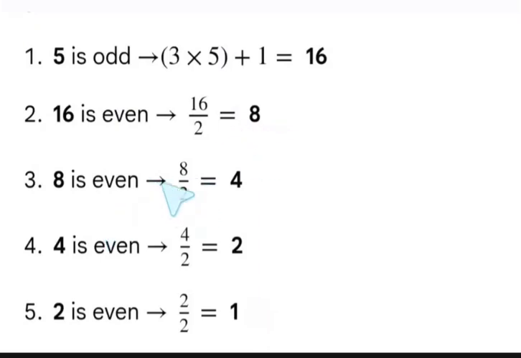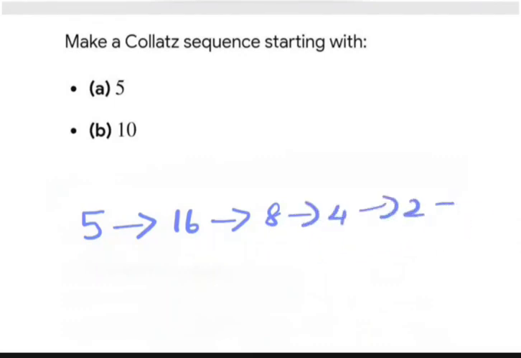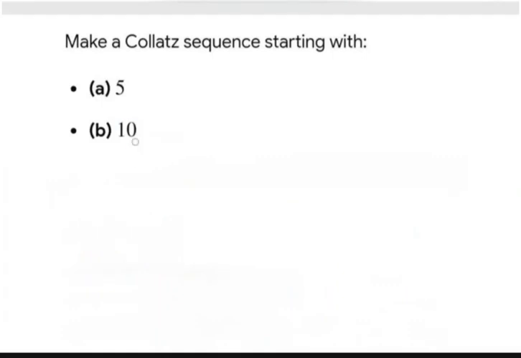Again, 8 is an even number. So divide by 2, we get the answer 4. Again, 4 is an even number. So half of that is 2. 2 is an even number. So divide by 2, that is 1. After reaching the number 1, the sequence will stop. So we get the sequence 16, 8, 4, 2, 1. We can write like this: 5 is the starting number, then 16, then 8, then 4, 2, and finally we reach 1. Clear? So move to our second question, 10.